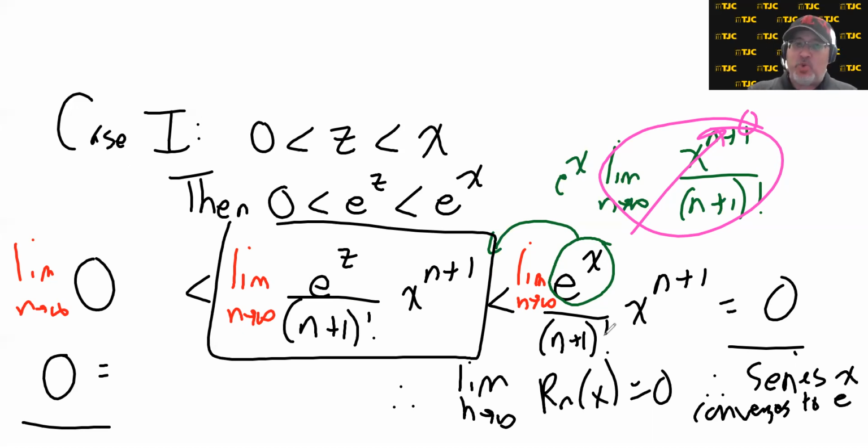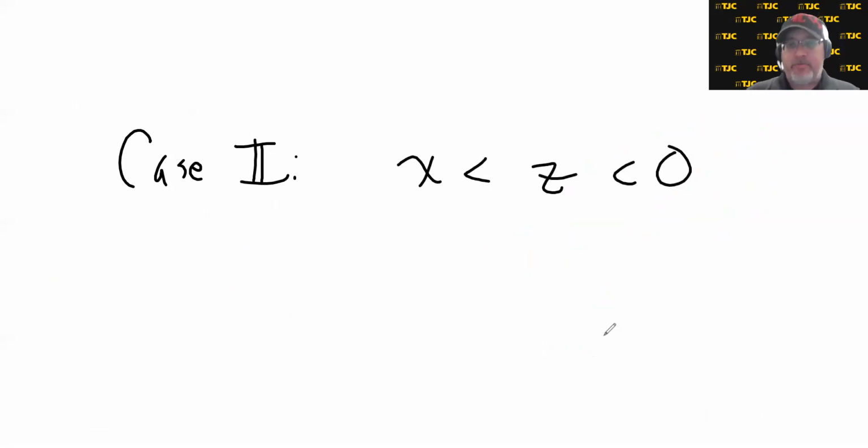Now, this was just case 1 where the x was positive. There technically is a case 2 where the x is negative. And so the z is between x and 0, but now the z is negative also. I challenge you to try to replicate the proof for case 1 to show that we also get convergence of the Taylor series to the function when your x is less than 0.